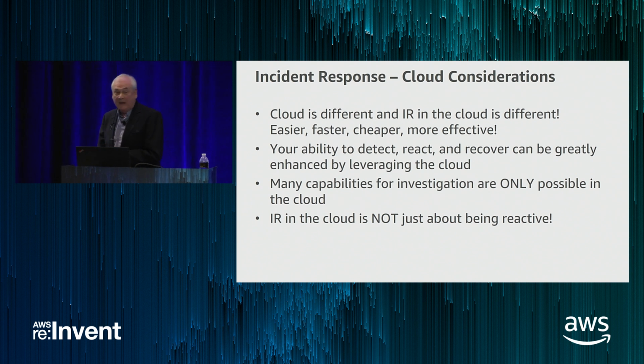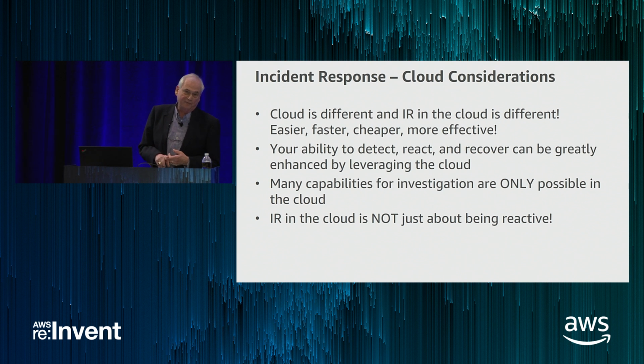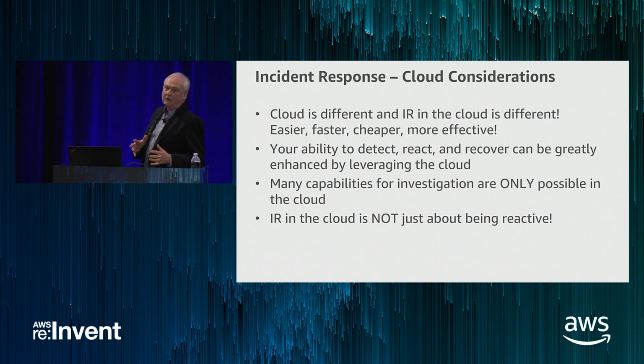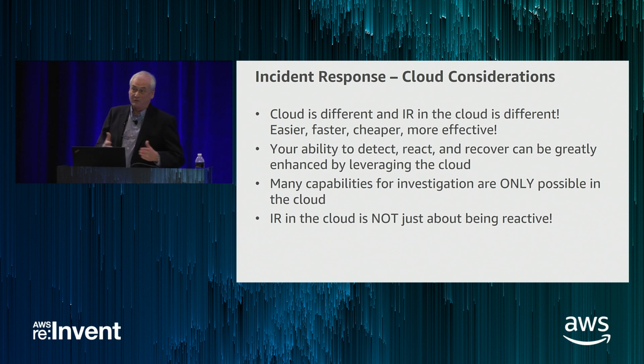IR in the cloud is different, and it's different primarily in that it's easier, faster, cheaper, and more effective, because in Amazon we provide you with the ability to build, define, control, and automate your infrastructure totally in software. You have the ability to automate everything, to monitor everything in real time, to get telemetry back, to identify events, evaluate events, and classify them as incidents or non-incidents in the cloud much quicker, faster, and more effectively than you can in any other environment.